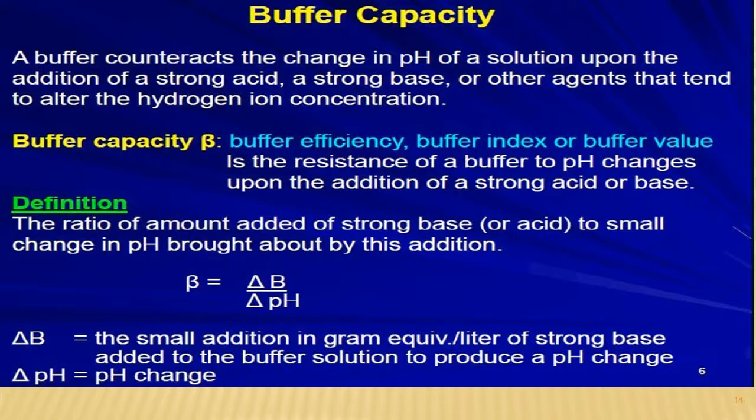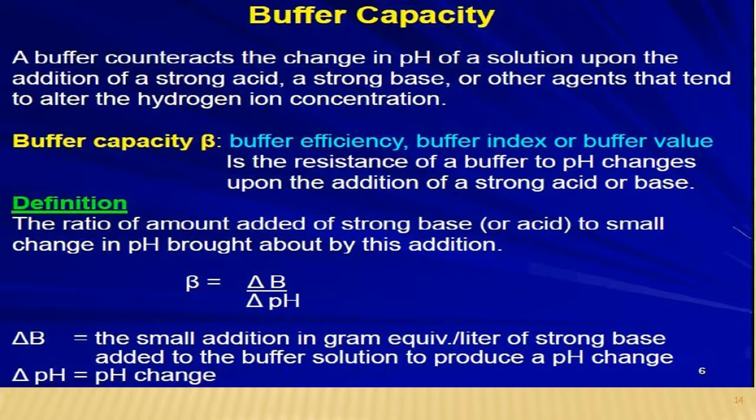In another way, if we have a compound or a mixture, upon the addition of a small quantity of strong acid or base, there will be a change in a buffer value, and this is what we call the buffer capacity. Buffer capacity beta, what we call the buffer efficiency, buffer index, or buffer value, is the resistance of a buffer to pH changes upon the addition of strong acid or base.